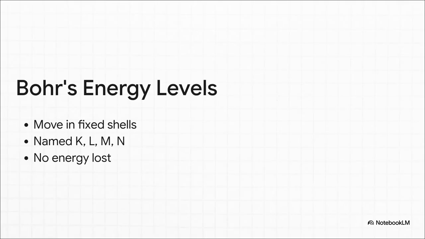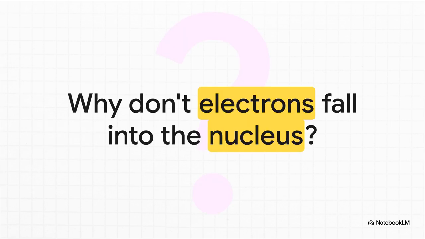Let's actually look a bit closer at Niels Bohr's contribution, because he solved a massive physics headache. He figured out that electrons don't just fly around randomly all over the place. Nope, they follow fixed circular paths called stationary states, or shells. And he named these shells K, L, M, and N, starting from the one closest to the nucleus and moving outward.